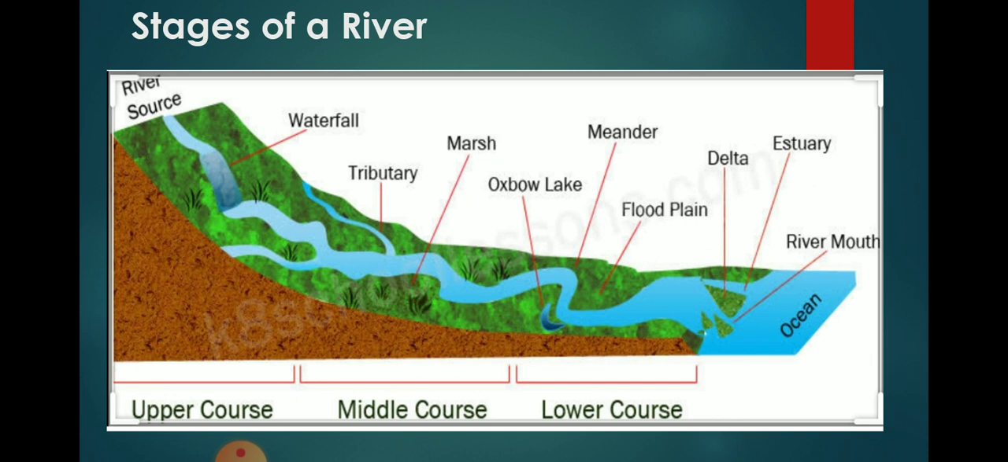Then the delta, a triangular tract of land at the mouth of a river. Then an estuary. In simple terms, we can say that it is a place where fresh water and salt water come together. So these are the stages of a river. Now let's watch a video. In that you can see the stages of the river, the different features which the river makes. All these things you can see in this video. So watch that.